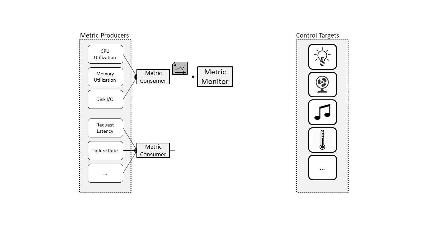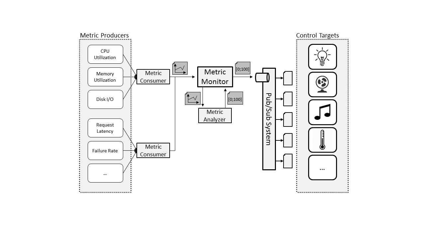The metric monitor is the core component of our system and is responsible for managing all monitoring data as well as all other components. For each registered metric, the metric monitor holds a metric analyzer. This component is responsible for translating actual monitoring data of its observed metric into a score between 0 and 100. Finally, the metric monitor sends this score to a PubSub system. When control targets subscribe for select topics, they are notified of all relevant score changes.